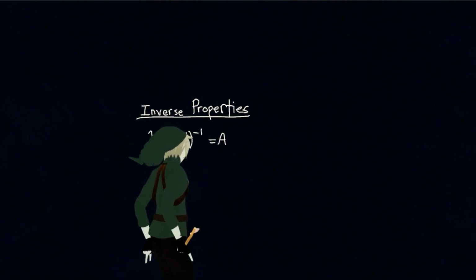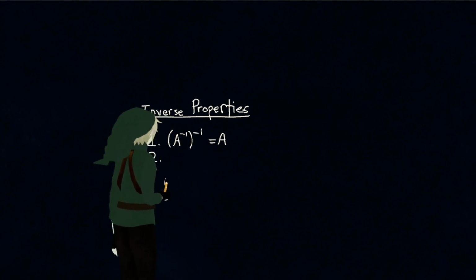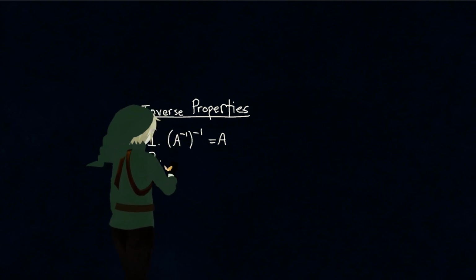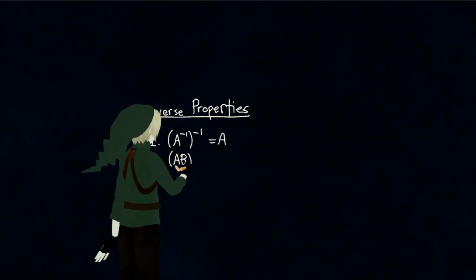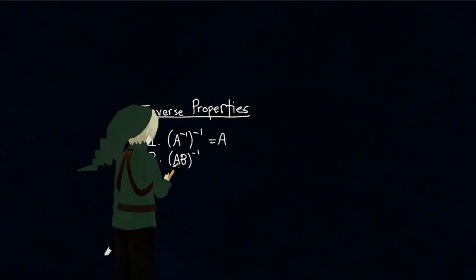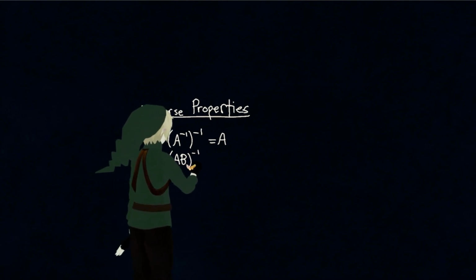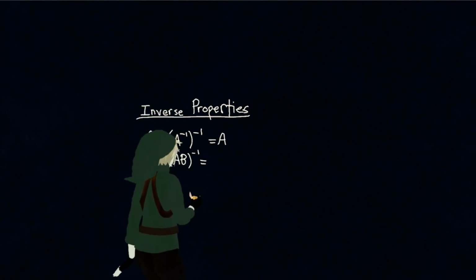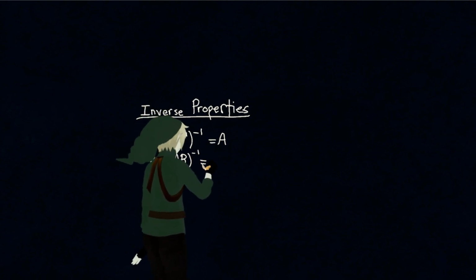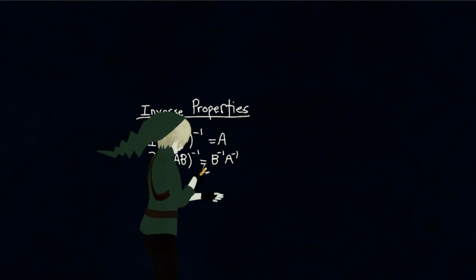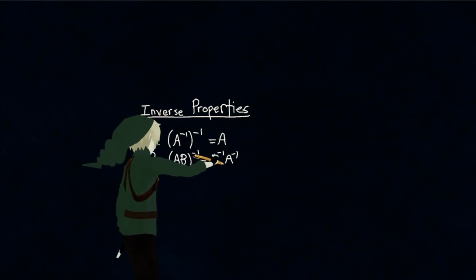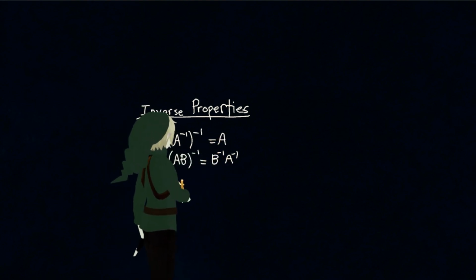Property number 2 is whenever you have A and B, make sure that these two matrices are invertible. The inverse of the multiplication of A and B is specifically equal to the inverse of B times the inverse of A. It is not the other way around. It is specifically B first, then the inverse of A.